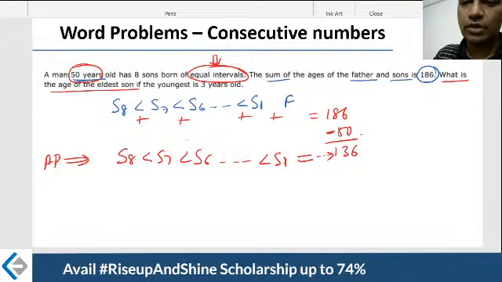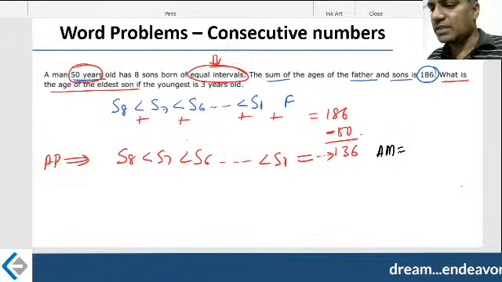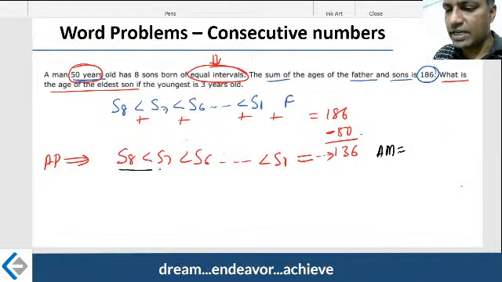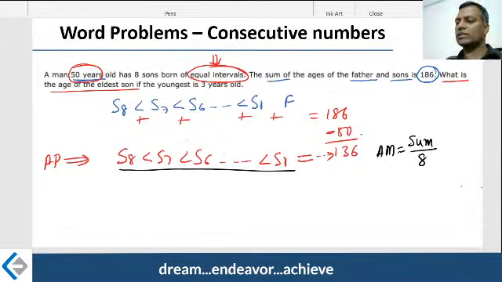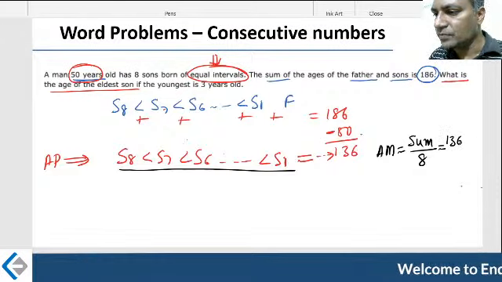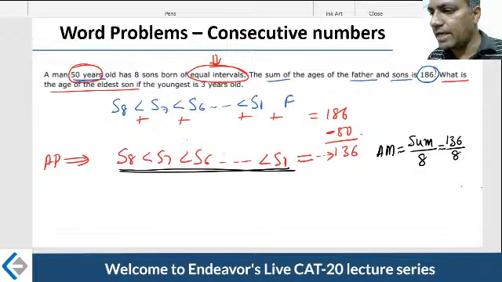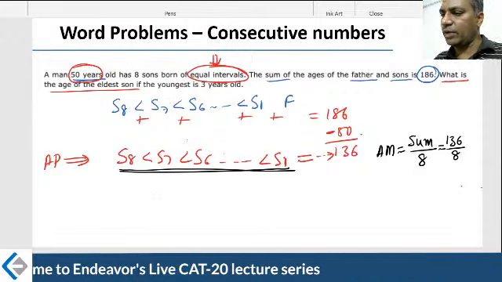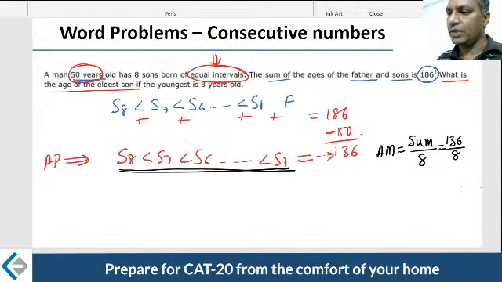Firstly, let me understand what the arithmetic mean of these numbers is. Understand this very carefully. The arithmetic mean of the sum of the ages of all the kids: the sum is 136, the sum of these 8 kids, divided by 8, because there are 8 kids here. That, 136 divided by 8, is the arithmetic mean.